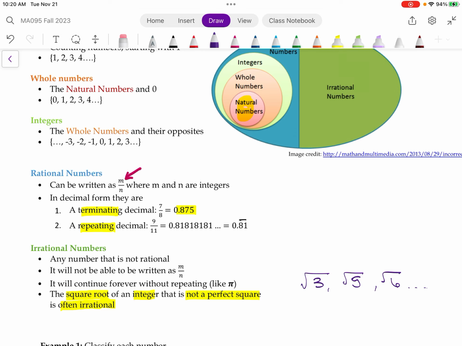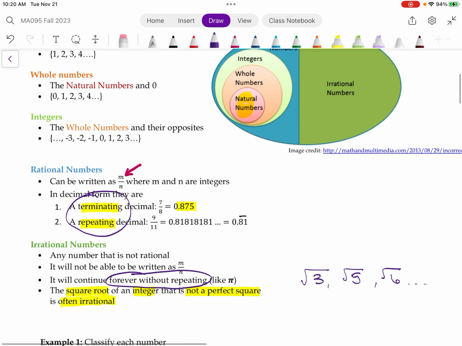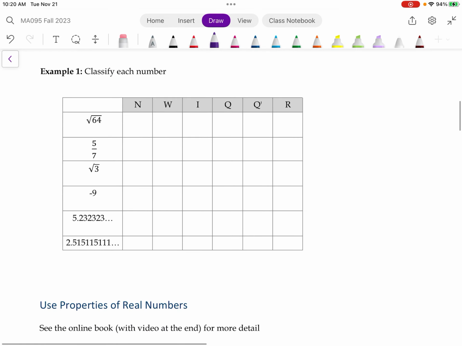So the way to tell when you look at the decimal is, if it's either terminating or repeating, it's rational. If it continues forever without repeating, like pi, then it is irrational. Or if it's the square root of a number that's not a perfect square. All right, so let's move on and classify these.